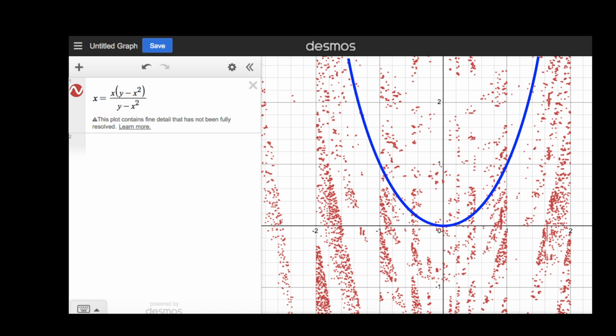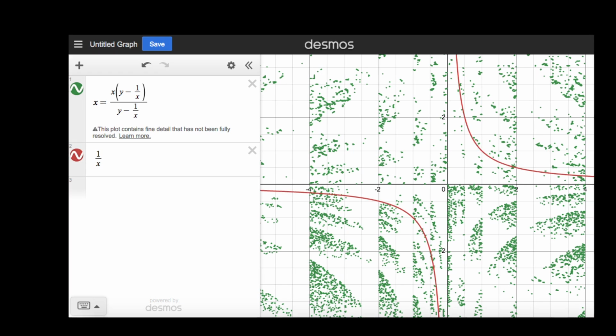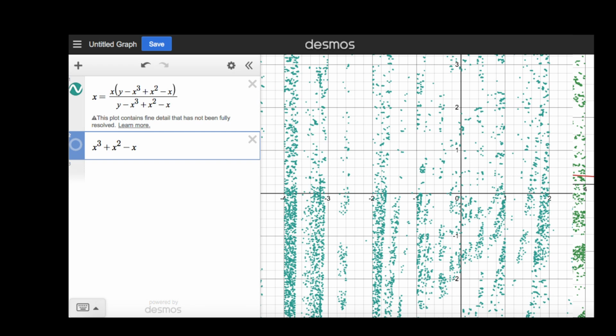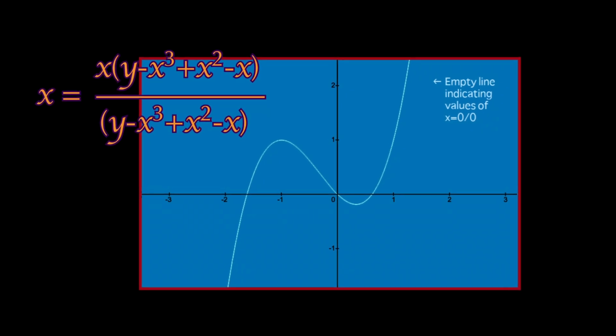When we switch our function to 1 over x, we get this. Desmos is trying to generate something that hints at a rectangular hyperbola. And when we plug in our original polynomial, we can sort of see the general shape of that function as well. What we should actually be seeing is a fully filled graph, with the exception of the function itself.